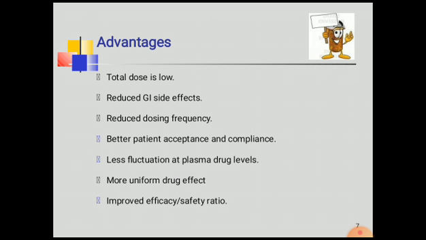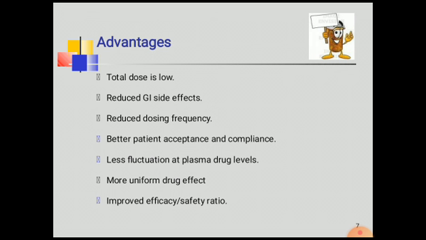The first one is total dose is low. When we are comparing to a conventional dosage form, here it is a very low dose. Reduced GI side effect. Reduced dosing frequency. Dosing frequency means that multiple dosage regimen will not be there. Like how in one day we are taking 2 to 3 doses, right? In CDDS system, that dosing frequency is not there. For one day, we can take one tablet, or for days, we can take one tablet. Like that, reduced dosing frequency.